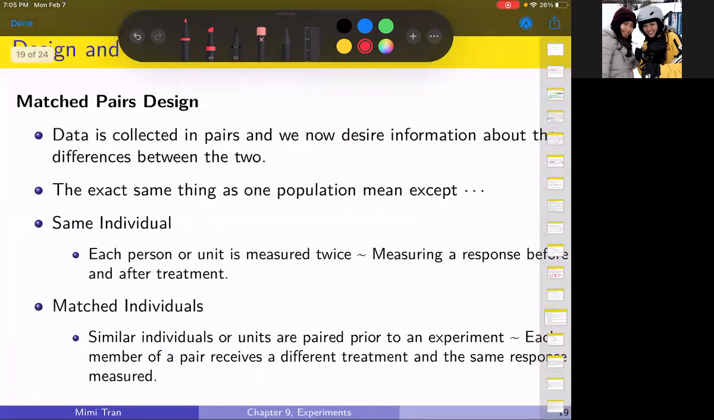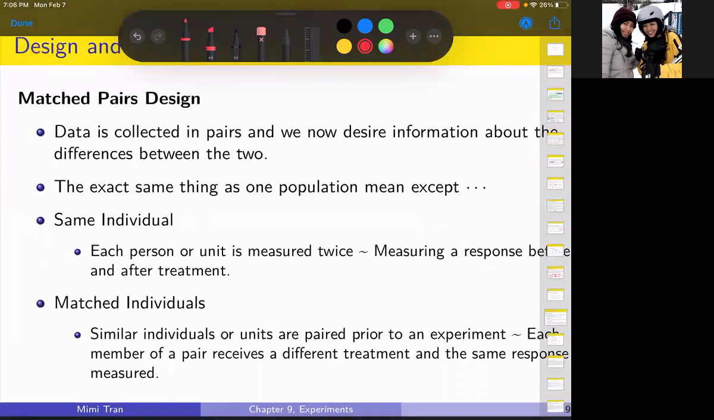Matched pair design. Now, before I go into the diagram, I need to explain what matched pair means. For the first two bullet points there, you don't have to know, but you need to know the types of matched pair design. There are 2 types. One is same individual, so each person or unit is measured twice, measuring a response before and after treatment.